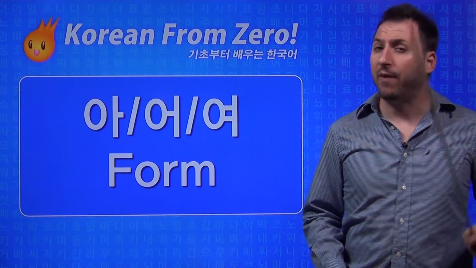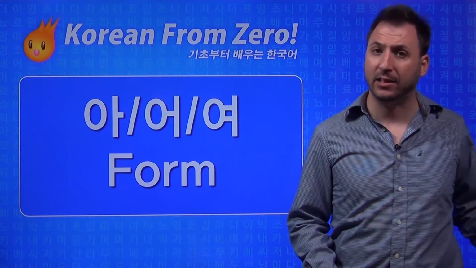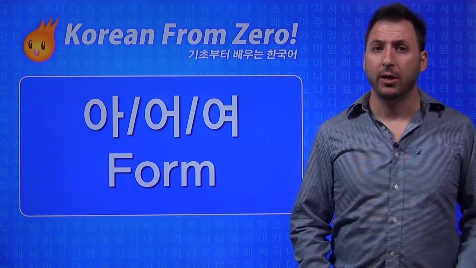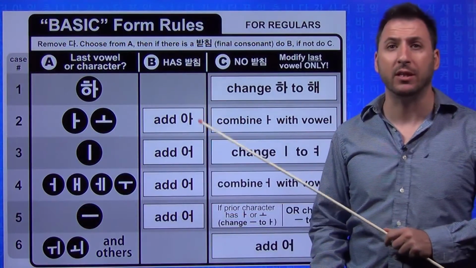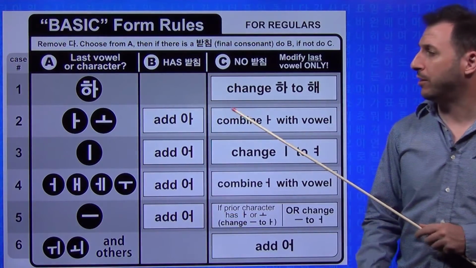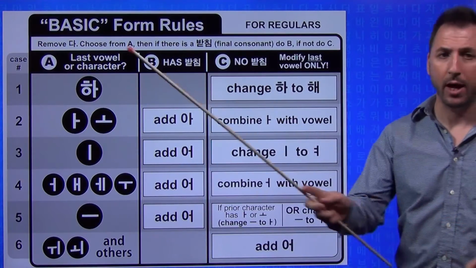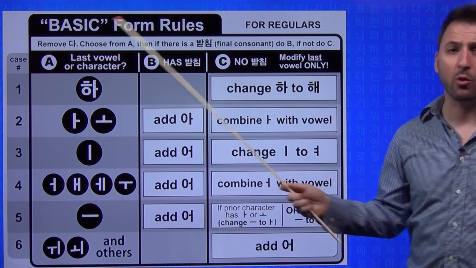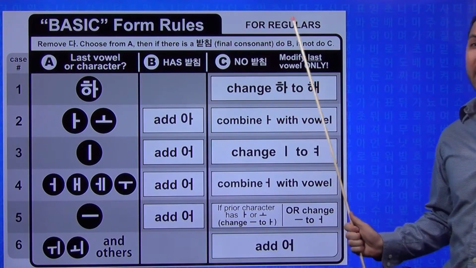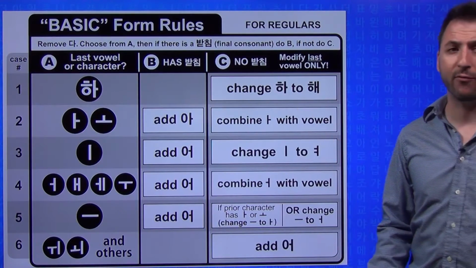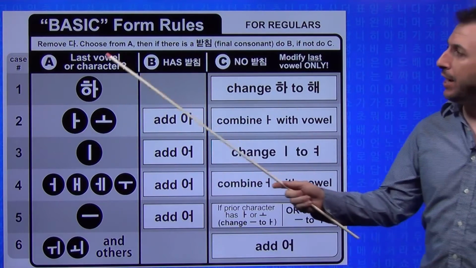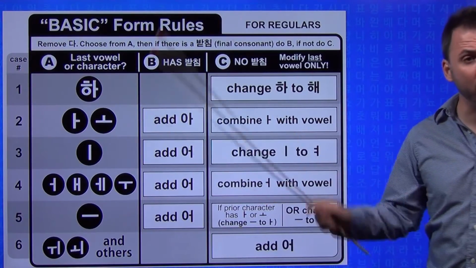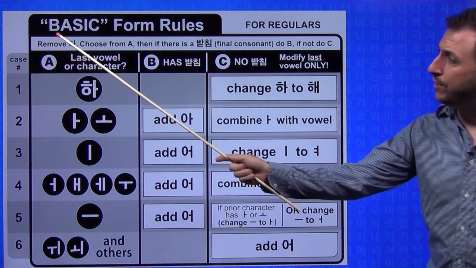Now, we're going to find out how to take any adjective or any verb, for that matter, and turning it into the basic form using this chart. And I'm going to kind of step off screen a little bit because this chart's really important. Okay, now, the way this works, this is the basic form rules for regulars. Later on, we'll learn one for irregulars. And you're going to take the remove the da. Right here it says remove the da.